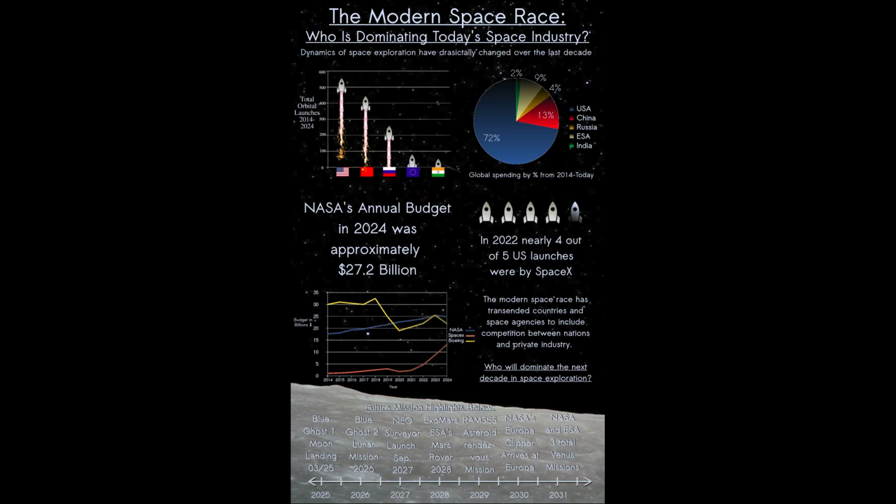In conclusion, this infographic tells a story. It starts by showing the overall budget and launches over the last decade, leading into the progression of private industry, and it shows how private industry is dominating the space race today. It points towards the future, showing the future missions and what we can expect to see from space travel over the next decade.